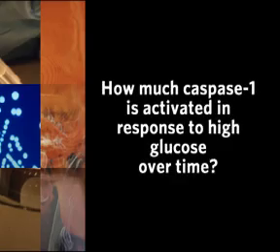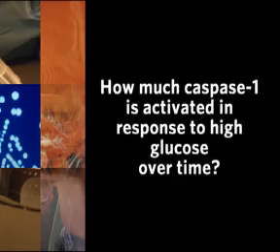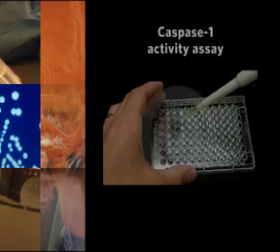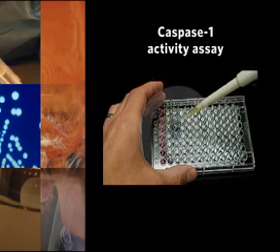The first question we want to address in our experiments is how much caspase-1 is activated in response to high glucose over time. So we want to know how much grass the lawnmower is cutting and how many lawnmowers are turned on. We use a technique called a caspase-1 activity assay. I only want to know about the caspases that are cutting. So I take advantage of the fact that caspases cut proteins, much like grass.